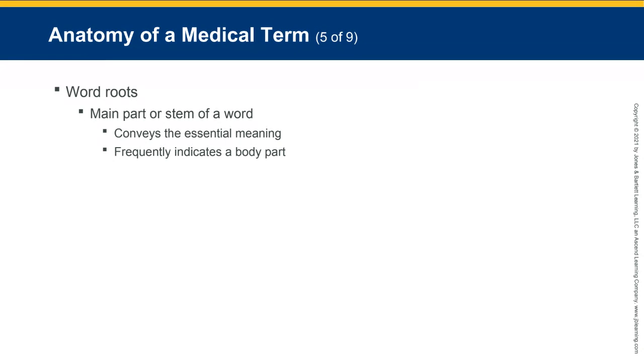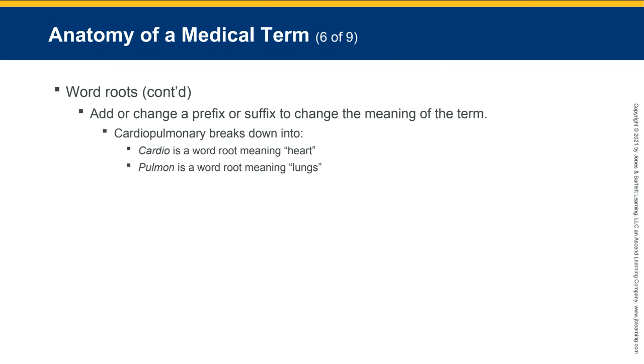Word roots. These are the main part or stem of a word. It conveys essential meaning and frequently indicates a body part. If we add or change a prefix, remember your prefix is at the beginning, suffix is at the end. If we add a prefix or suffix to a word root, it can change the meaning of the term. Cardiopulmonary breaks down into cardio, which is a word root meaning heart, and pulmon, a word root meaning lungs.